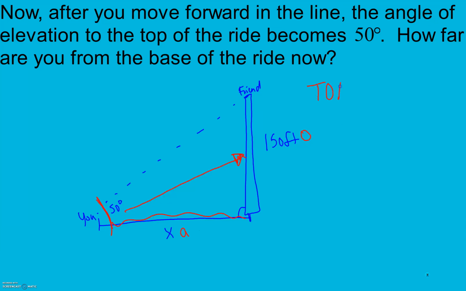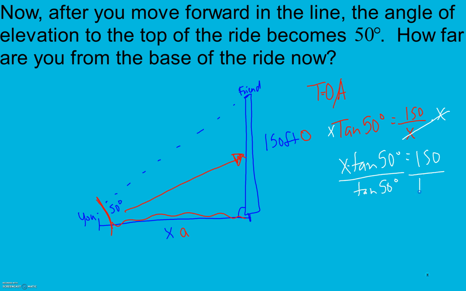So if we're talking opposite and adjacent, we're talking tangent, TOA. So tangent of 50 degrees equals opposite over adjacent. And now we solve for our x value. Right now we have division, we don't want it, so we multiply to get rid of our fraction. To get rid of multiplication, we go ahead and divide. And here, I'm going to take 150 divided by tangent of 50 degrees. And now, we're about 126 feet away. So a lot closer.